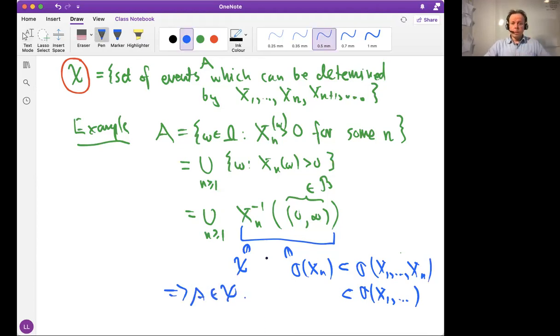So this type of event, if we know the full sequence, we can determine for sure whether A occurs or is not occurring. I hope this makes sense to you. Do you have questions?